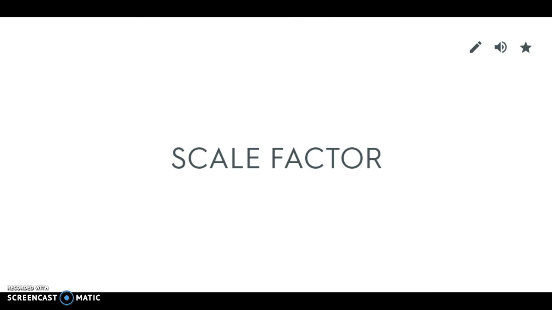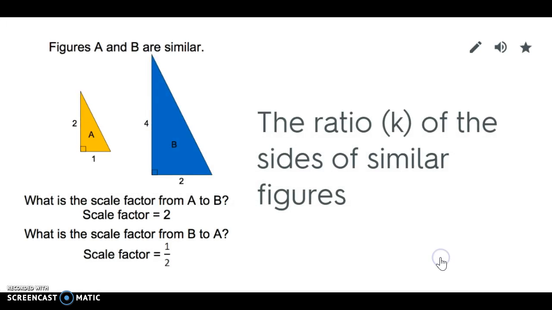The next thing we have is a scale factor. A scale factor is the ratio of the sides of similar figures. So it's how much bigger or how much smaller it is. So the scale factor from A to B, I got these backwards. From A to B, it got bigger, and so it's twice as big. And from B to A, it got smaller, it's half as big.